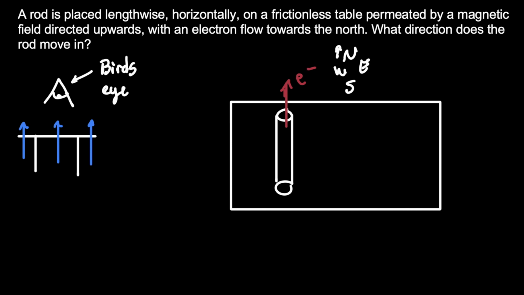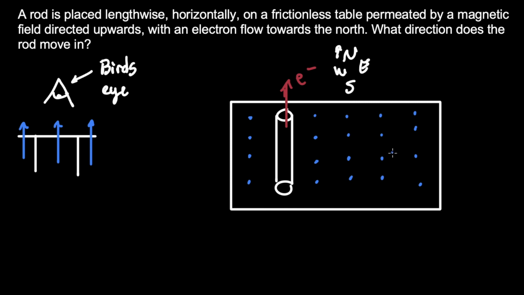Well, to move, the rod has to be experiencing a force. And we've said that the table is frictionless. So the only other force that's acting, other than gravity, is going to be a magnetic force because there's also a magnetic field present throughout this whole table. And because it says which direction does the rod move in, we can assume that the magnetic force applied on the rod is greater than the gravitational force.